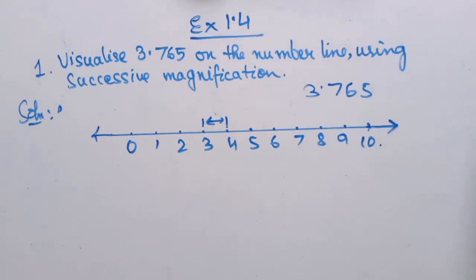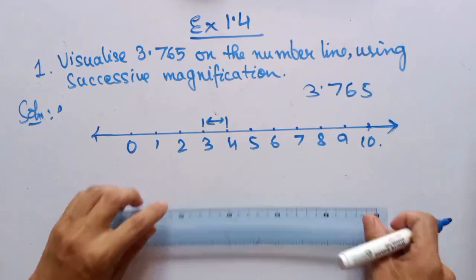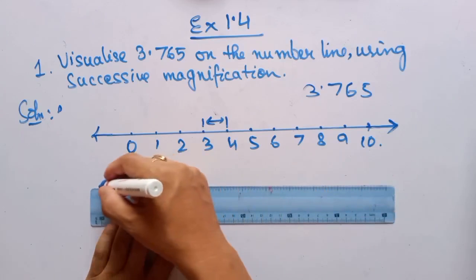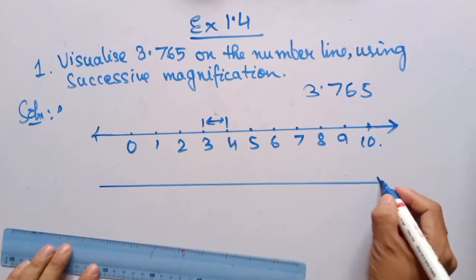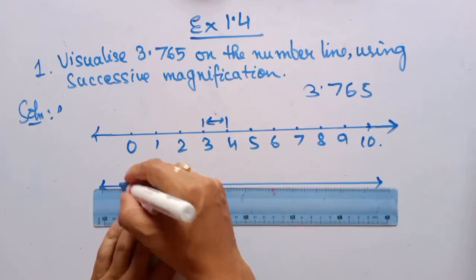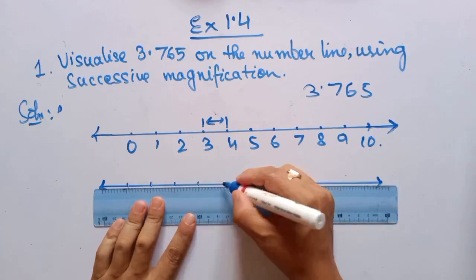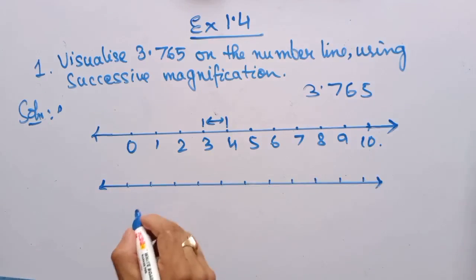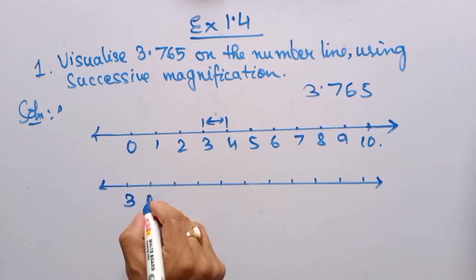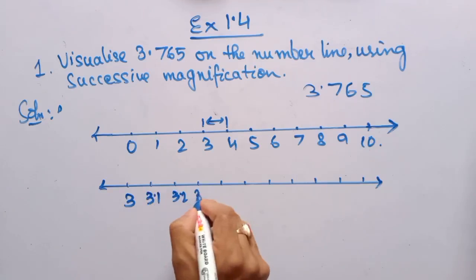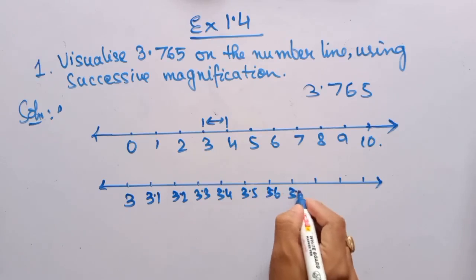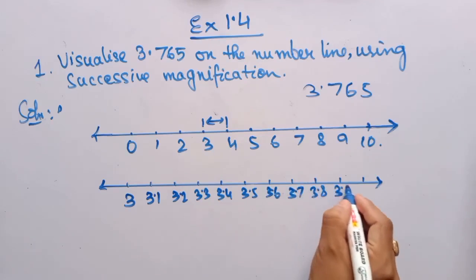and 4. Next, what we are going to do is magnify the interval between 3 and 4. So let us draw a number line representing the numbers between 3 and 4. Then it will come 3.1, 3.2, 3.3, 3.4, 3.5, 3.6, 3.7, 3.8, 3.9, then 4.